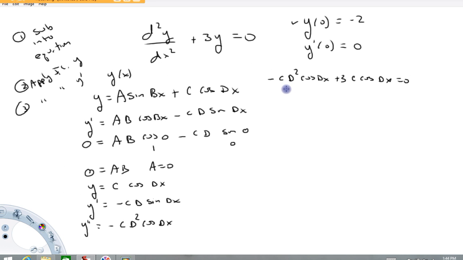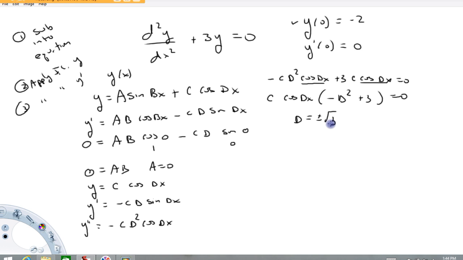All right, let's see, algebra-wise, the cosine dx can be factored, and so can the c. So this is going to read c cosine dx. Then we're going to be left with minus d squared. And over here, we're going to be left with plus 3 equals 0. And for the same reasons as previous, this cannot be allowed to be 0, or we wouldn't have a solution left. Same thing with this. So the only thing left is that d equals plus or minus root 3.